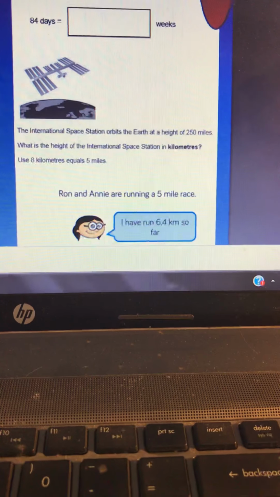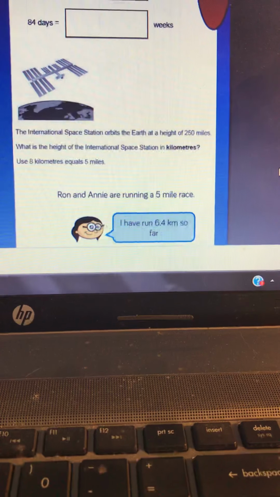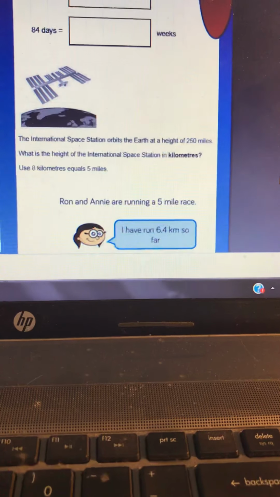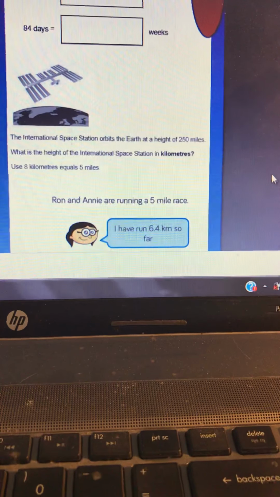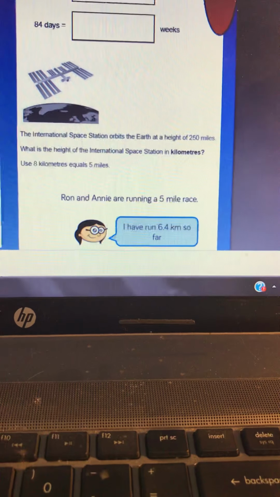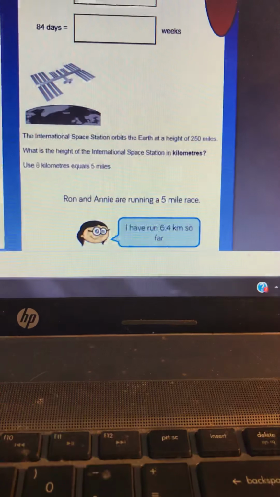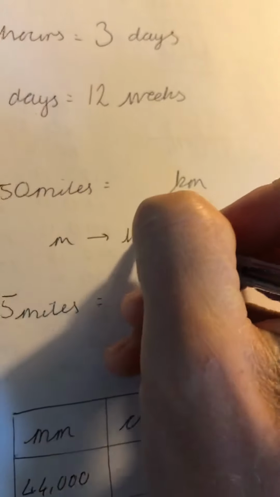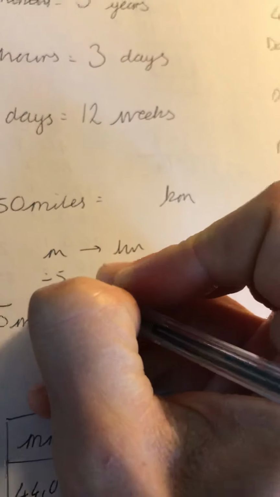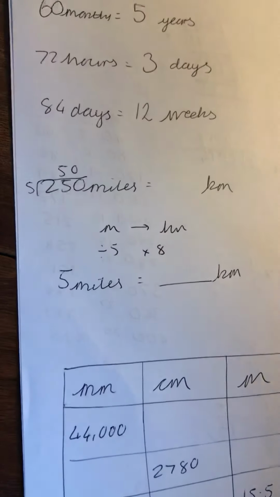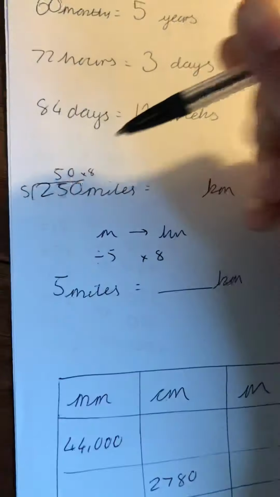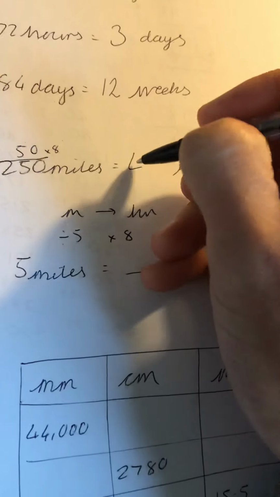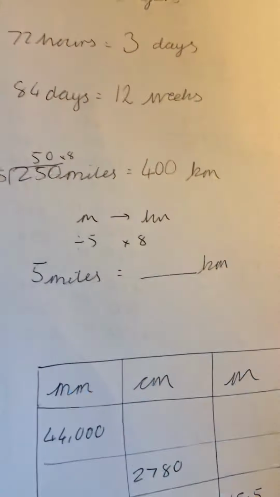The International Space Station orbits the Earth at a height of 250 miles, and we need to convert it into kilometres, and we're told 8 kilometres is 5 miles, roughly. It's rounded, but that's the rough guide that we're always given. So we're going from miles to kilometres, so I'm going to divide by 5, then times by 8. 250 divided by 5 is 50. 50 times 8, well, 5 times 8 is 40. Make it 10 times more, 400.